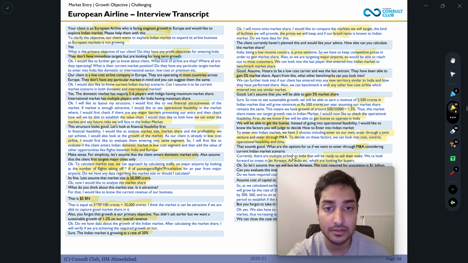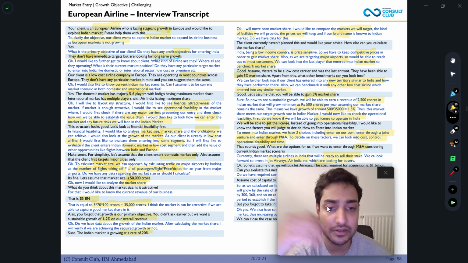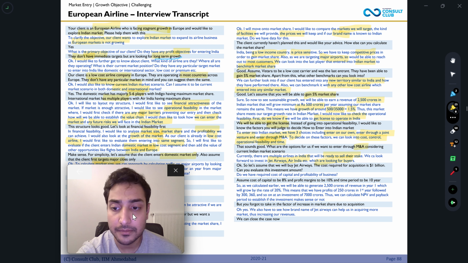So, just a little step back. A pretty standard way of entering a market is you launch your own, or you go for a joint venture project, or you go for mergers or acquisitions. So, pretty standard theory. The interviewer asked, let's go for mergers and acquisitions, and a lot of Indian airlines are looking for buyers, so that would be a good option to buy them.